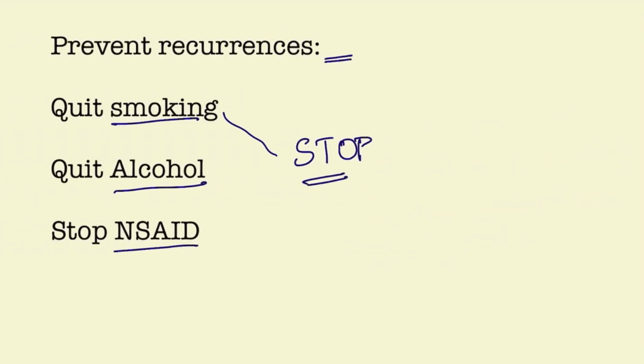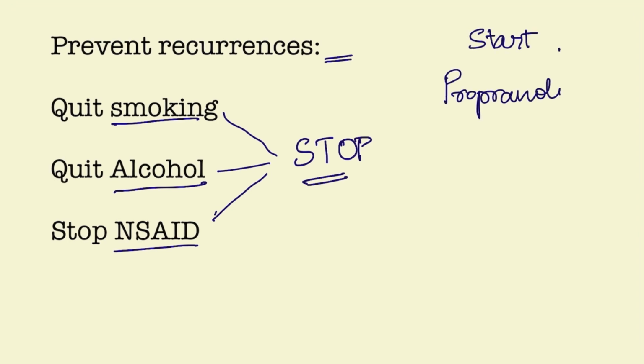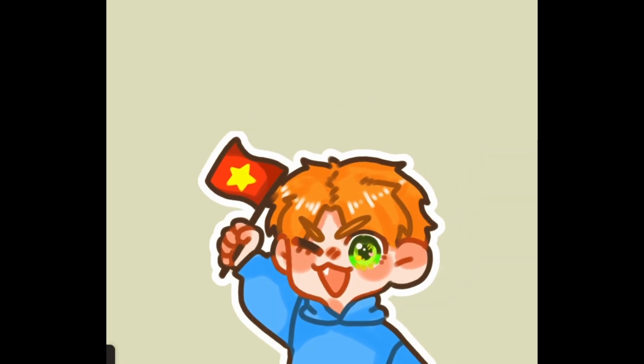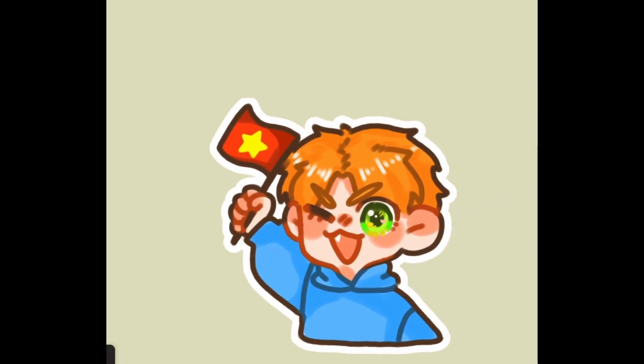To prevent any recurrences, there should be cessation of smoking and alcohol, and any NSAID treatment should be stopped. The first-line treatment for prevention includes non-selective beta blockers like propranolol, nadolol, and also carvedilol. So that was a quick recap of upper GI bleeding.